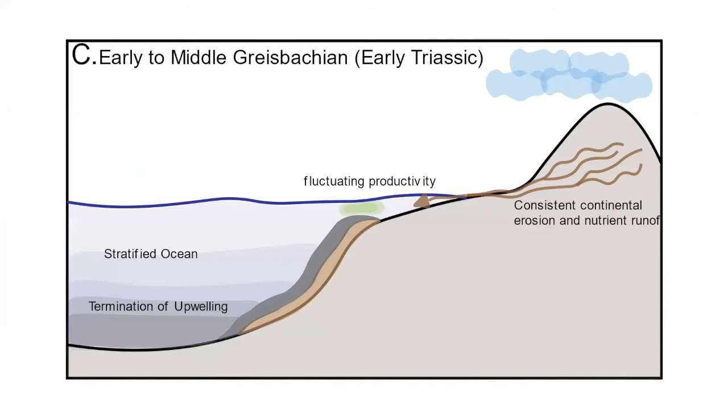Here we have now, after the late Permian extinction interval, moving on to C, early to middle Brisbachian representing the Phroso siltstone member. So we have at this point terminated upwelling, and so we have a stratified ocean to top that off. Fluctuating productivity, from the consistent continental erosion and nutrient runoff, but again, we have that fluctuating productivity that we see in our data.